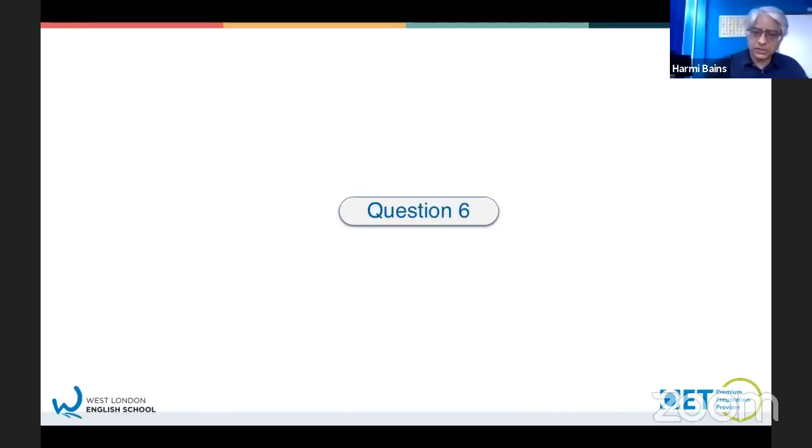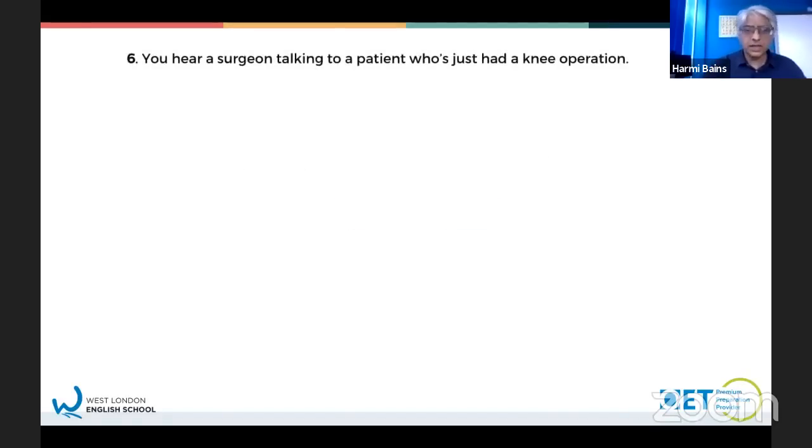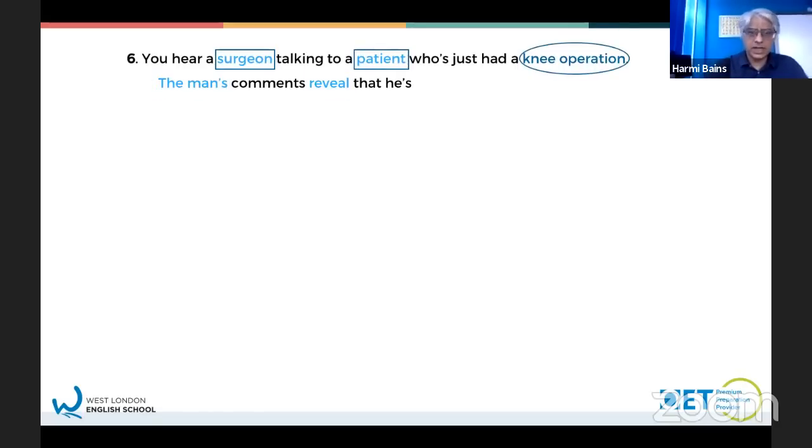This is the final question. Again, the context, you've got a surgeon who's talking to a patient, and the patient has just had a knee operation. The question here, the man's comments reveal. So I put here the man's comments. So it's important. The man, assuming, is the patient. So it's not the surgeon's comments, it's the man's comments, the patient's comments. That's really what we want to listen to. What do they show us?